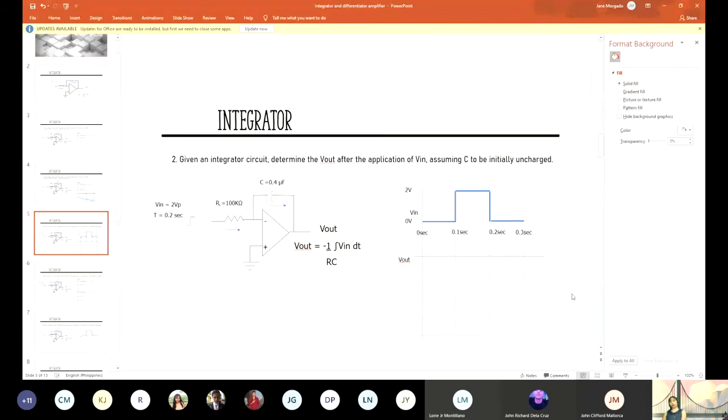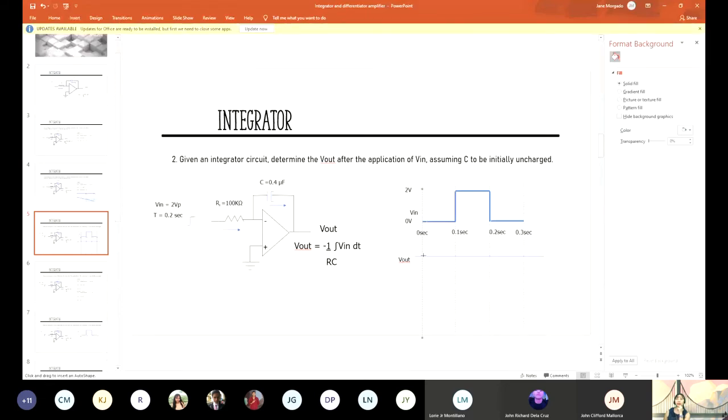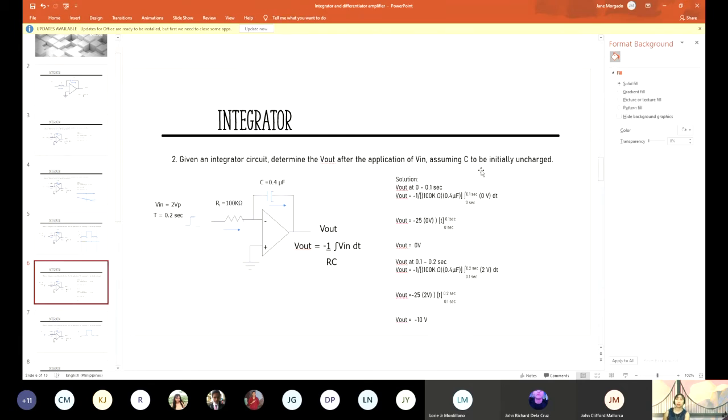I'm not sure if the vertical line is straight. So, 0 to 0.1, the output is, what's the output, class? 0. Right? The output is 0. Yes. But for 0.1 to 0.2, the output reaches what? Negative 10. Okay, negative 10.